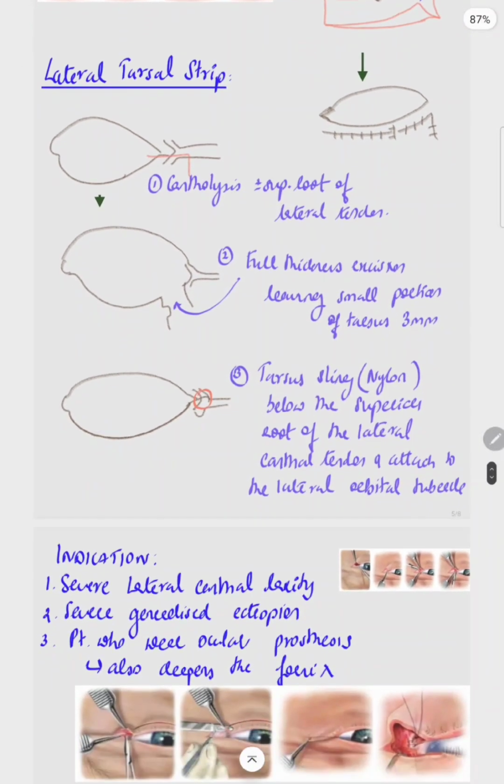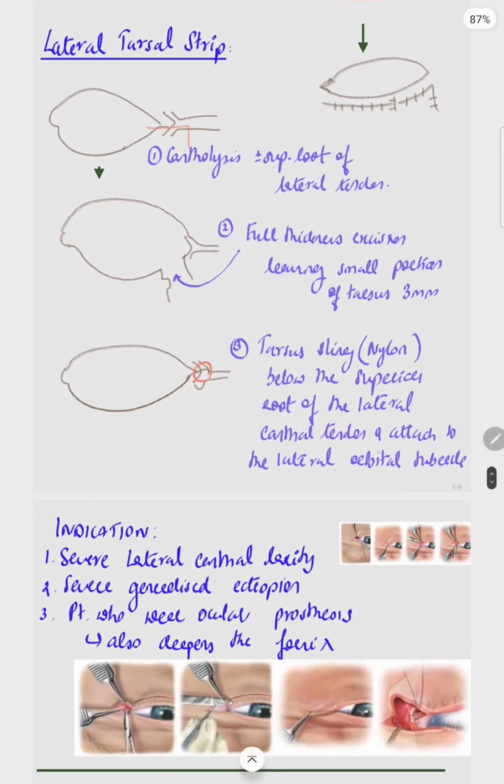Next is the lateral tarsal strip. In lateral tarsal strip, the indication is usually severe lateral canthal laxity, severe generalized ectropion, and patients who wear an ocular prosthesis, as this also deepens the fornix. Here we do a cantholysis with or without the involvement of the superior root of the lateral tendon. Then a full thickness excision leaving a small portion of the tarsus, approximately 3 mm, is done. A tarsal sling, usually a nylon, is passed below the superior root of the lateral canthal tendon and it is attached to the lateral orbital tubercle.